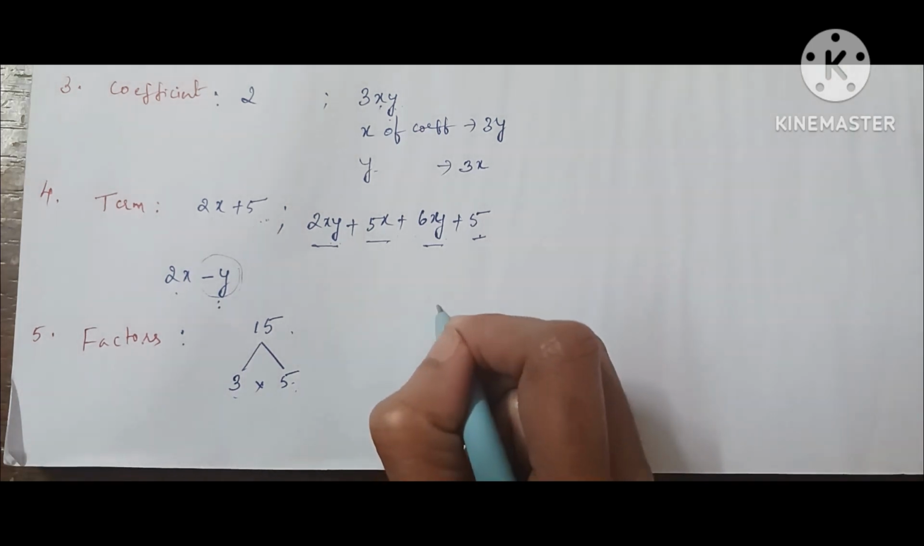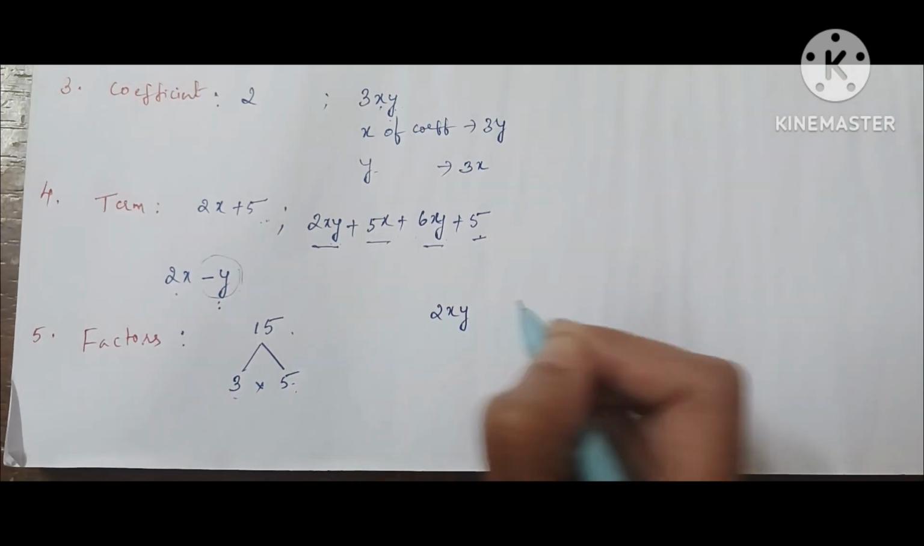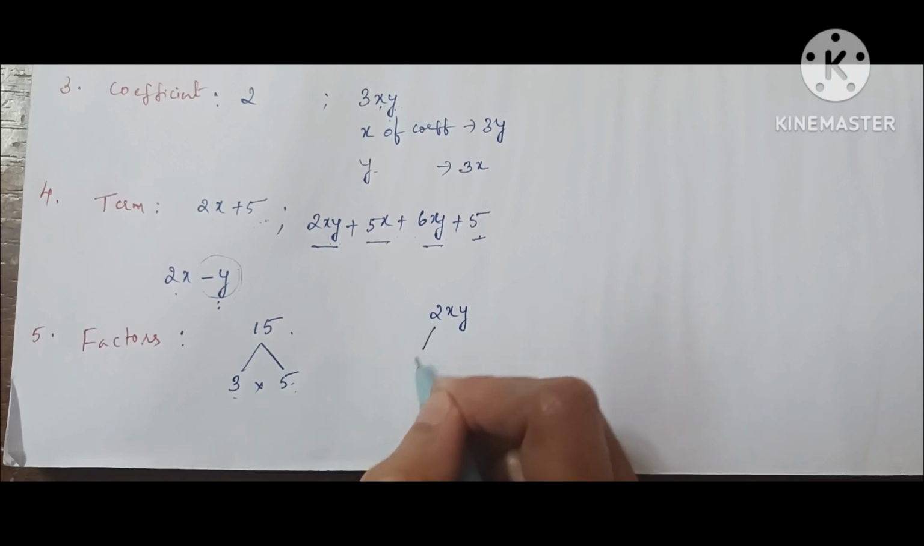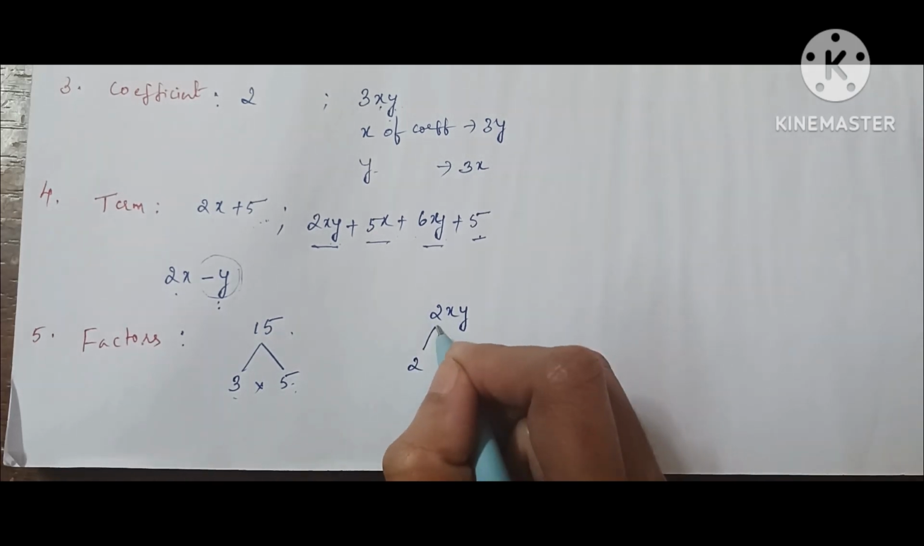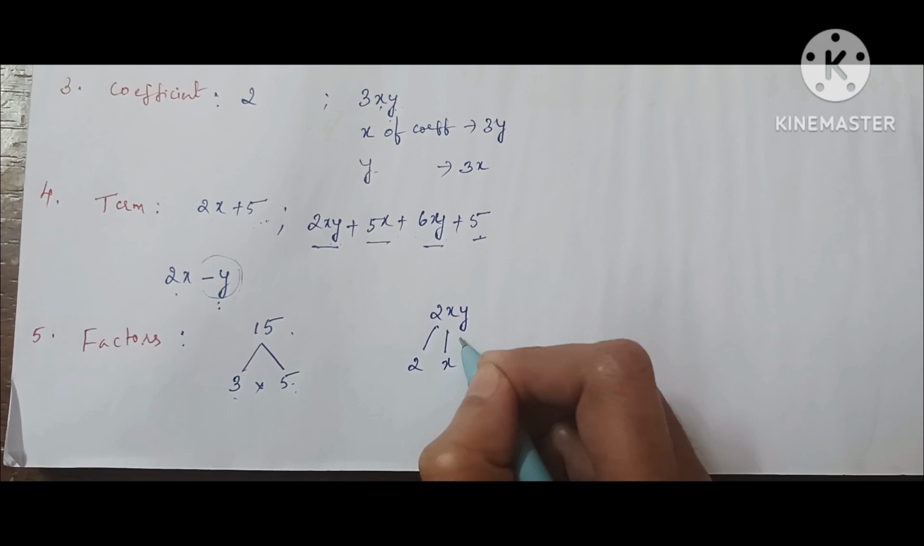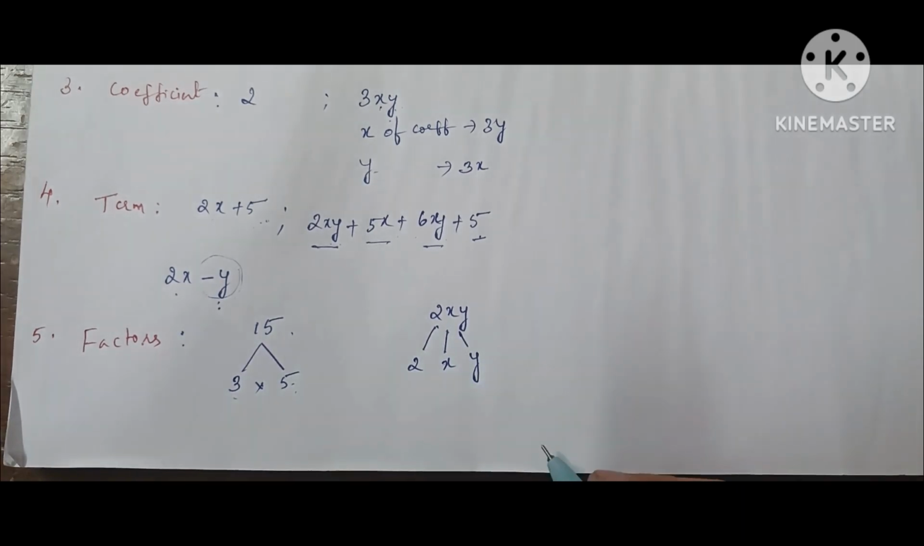Like that only, if you take 2xy, what are the factors? 2 is one factor, x is one factor, and y is another factor. So 2 is one factor of 2xy, x is a factor of 2xy, and y is a factor of 2xy.